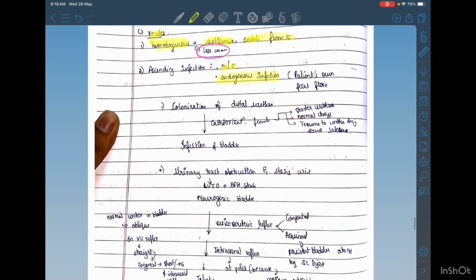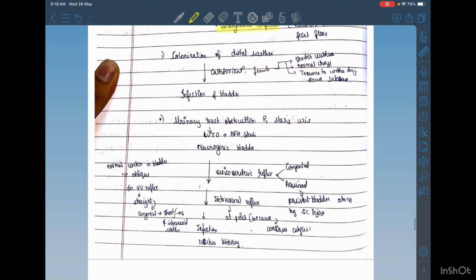So in ascending pyelonephritis, first there will be colonization of the distal urethra. So first the bacteria will come and colonize here. Then how does it reach the bladder? Next is infection of the bladder. In a female, it is because of the short urethra, hormonal changes, or trauma to the urethra during sexual intercourse. So it can reach the bladder, or also by catheterization.